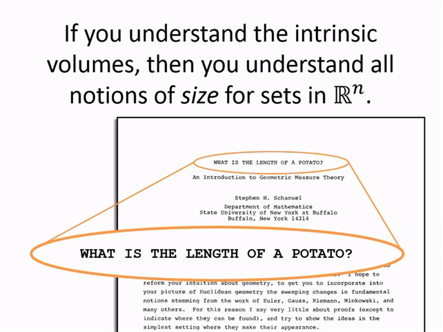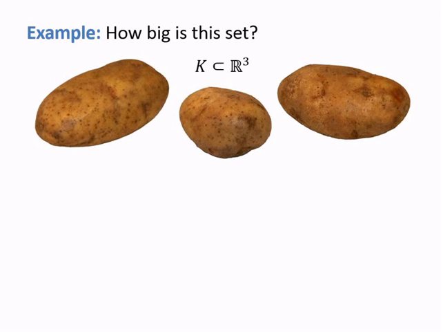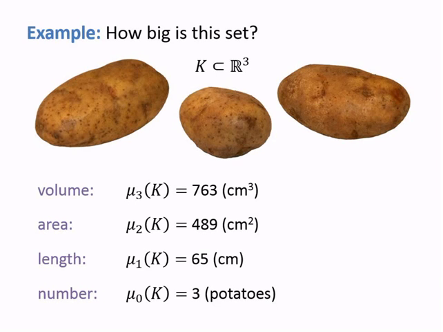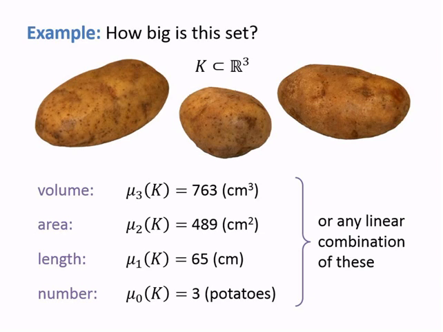So just to emphasize this again, if I ask you how big is this set, okay, it's 3 potatoes. Well, now we know how to interpret this. We might say the size of this set is the volume of the potatoes. Maybe the volume is 763 cubic centimeters. Or we might say the size is the area. Or we might say the size is the length, where I mean length in a very precise way, the mu 1 of this set. Or we might say it's the Euler characteristic: there are 3 potatoes. Or in fact, we could have any linear combination of these. But that's it. If our notion of big means a Euclidean invariant continuous valuation, then linear combinations of these things are the only answers to this question.